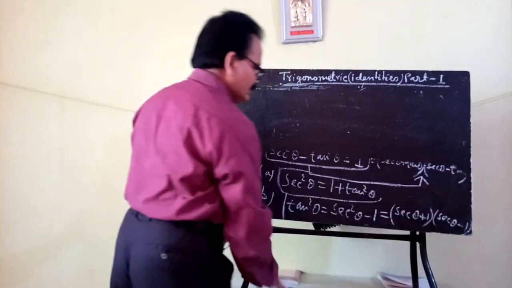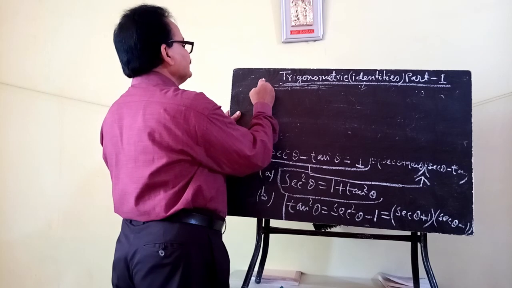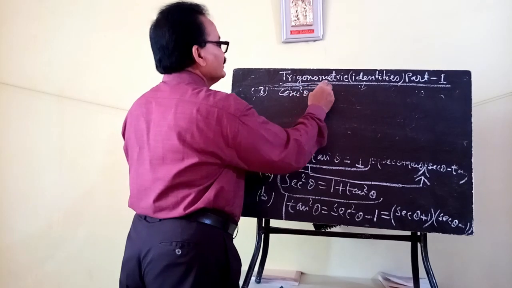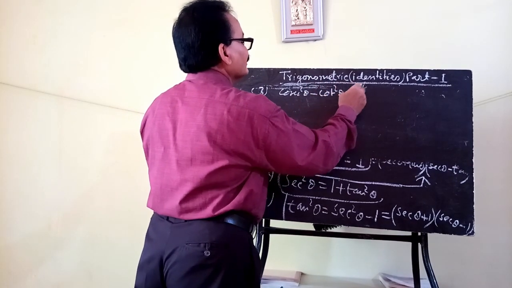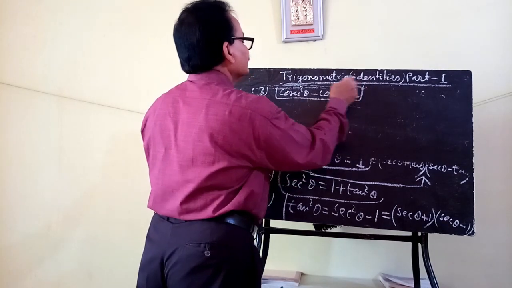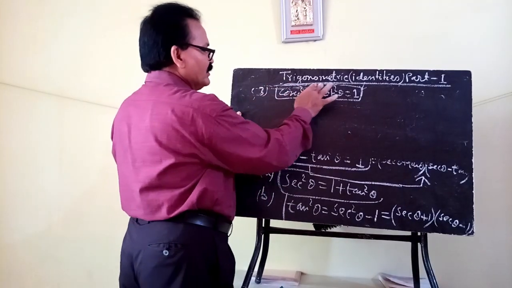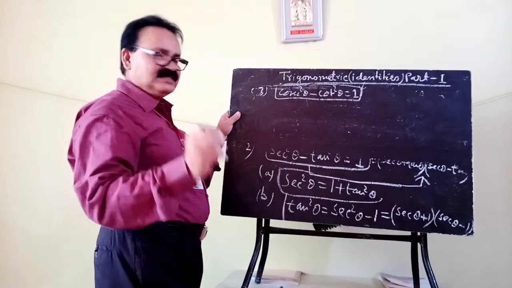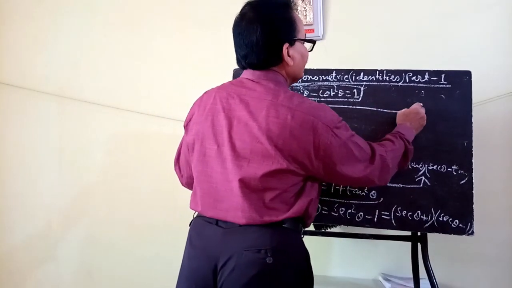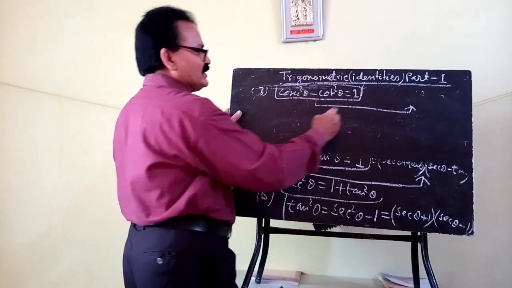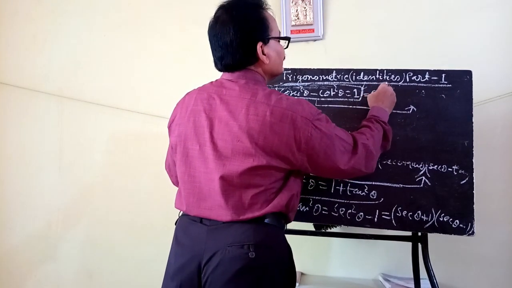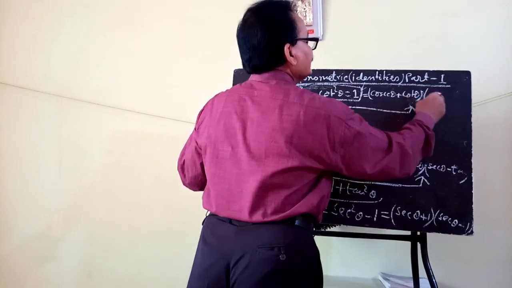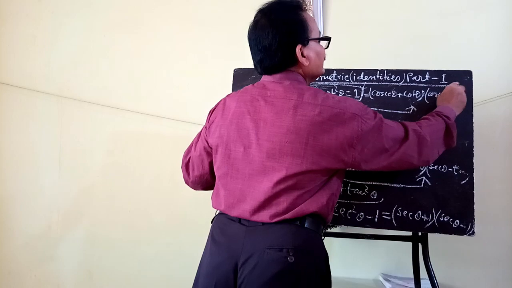Now I will show you the application of identity 3. Identity 3 is cosec square theta minus cot square theta equals 1. In some questions, you may have to put cosec square theta minus cot square theta instead of 1. For that, you may factorize it because this is the difference of two squares: cosec theta plus cot theta and cosec theta minus cot theta.